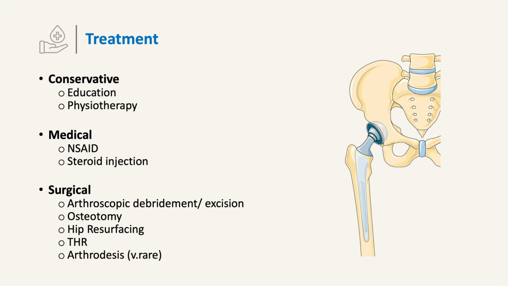Other operations are more rarely done, and these include osteotomies to realign the hip, arthroscopic debridement, sometimes used for younger patients, and excision arthroplasty and arthrodesis, which means hip fusion, are very rarely used.